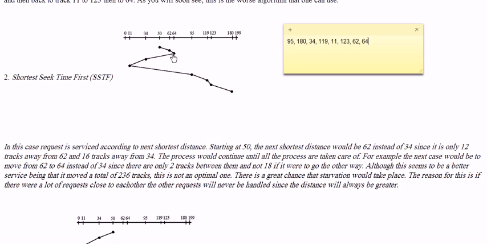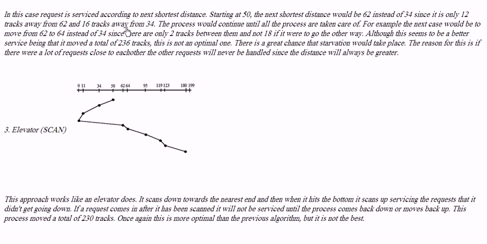Next, we need to decide what the next step is. We have 34 and 11, so it's obvious that 34 is the nearest. We are on 34. We look for the shortest one, and we can see that it's 11. We are at 11 now. We need to look for the nearest one. We have 95, 180, and 119, so the nearest one is 95. From 95 we move to the nearest point, which is 123. 123 will move on to 180 and so forth. So this is the shortest seek time first algorithm. In this case, the requests are served according to the next shortest distance.